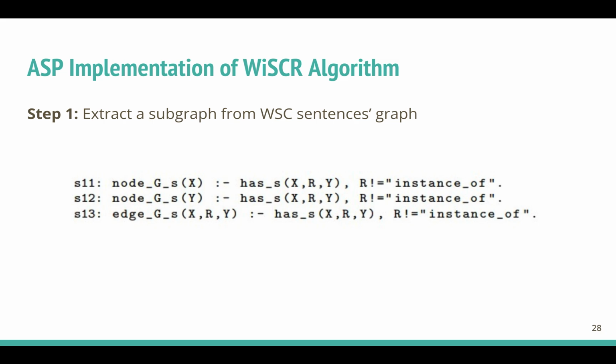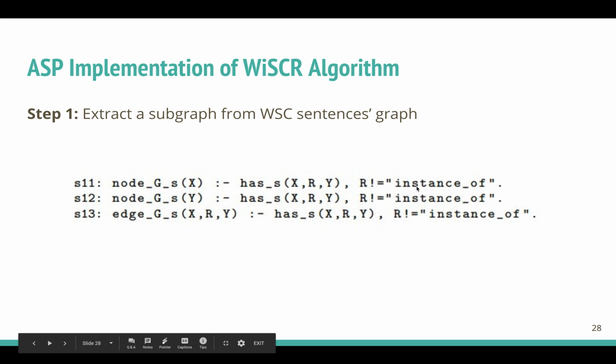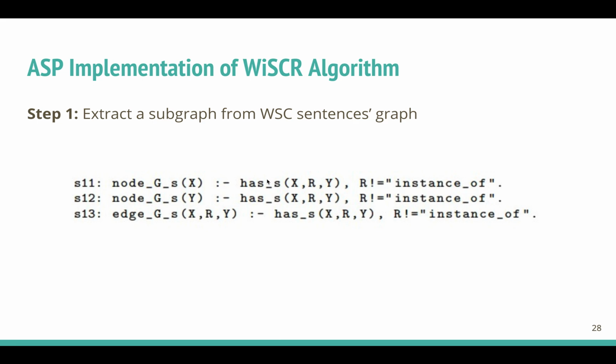Now to implement the first step of the Whisker algorithm, or Winograd schema challenge reasoning algorithm, these three rules in ASP were written. So the first rule extracts node x from the input representation of Winograd schema challenge sentences. And the second rule also extracts a node. Both of these nodes are token nodes, because as you can see here, we are not considering the edges that are labeled as instance of edges. In the third rule, we extract edges between those tokens in the predicate edge underscore g underscore s.